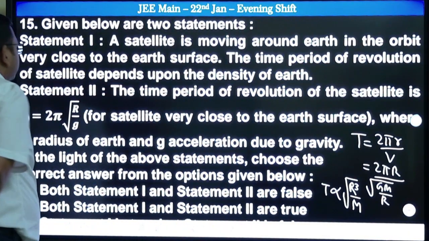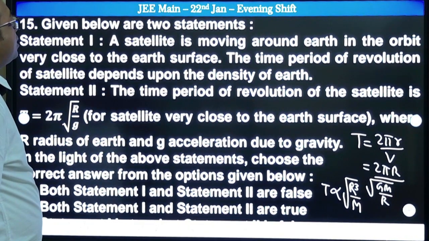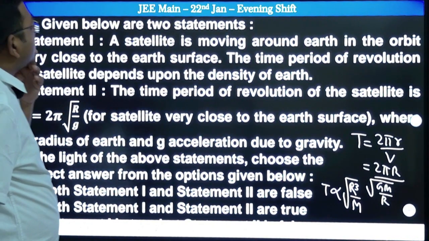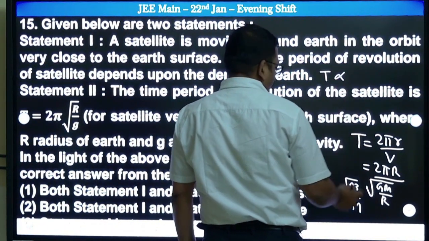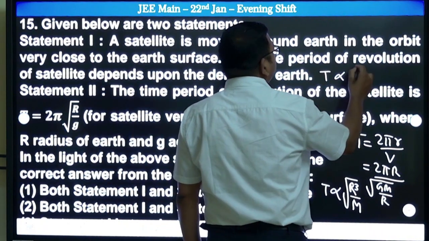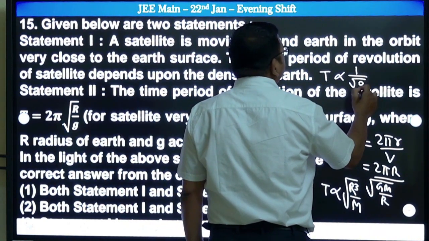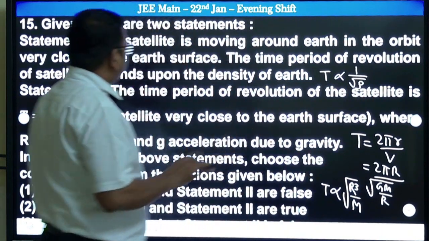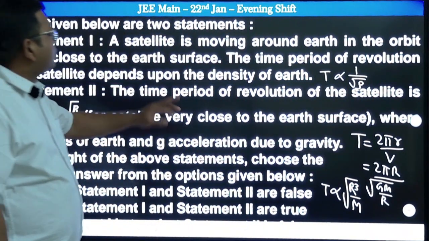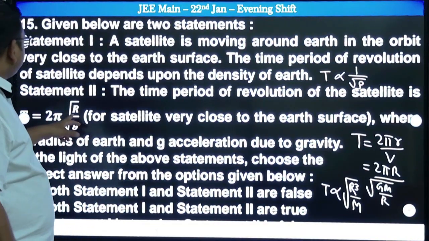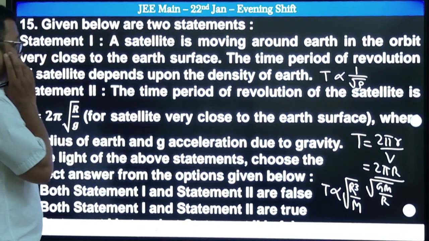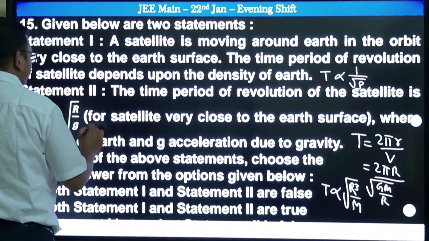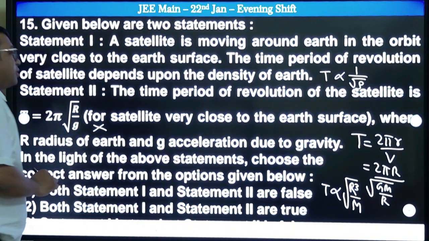So definitely this first statement, that the time period of the satellite depends on the density, is correct. Time period is proportional to root under 1 by density, since mass is density into volume. Statement 2: the time period of revolution of the satellite is 2 pi root under r by g for a satellite very close. Then this is wrong. This we can reject.